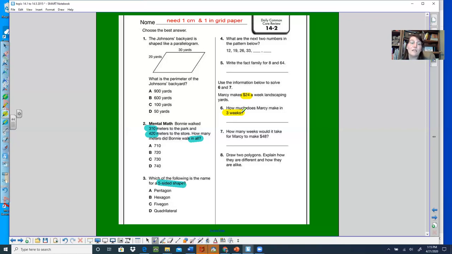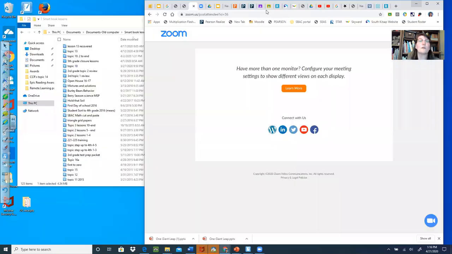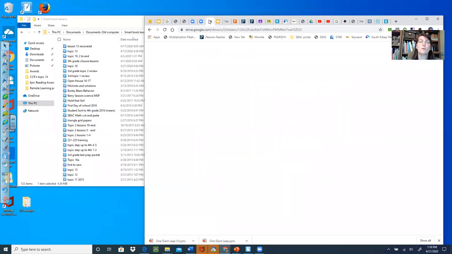Okay, number 8, draw two polygons, explain how they are different and how they are alike. So I'm going to see if I can open that up real quick, because last time I wanted people to draw shapes, they did not. Well, about half the people drew the shapes and half did not. So, whoops, I need this to shrink and go into my Google thingy.